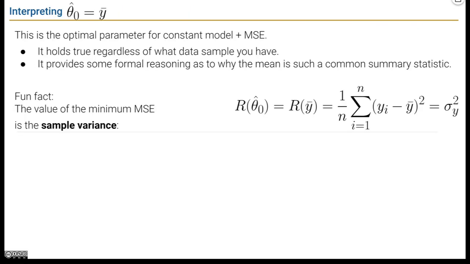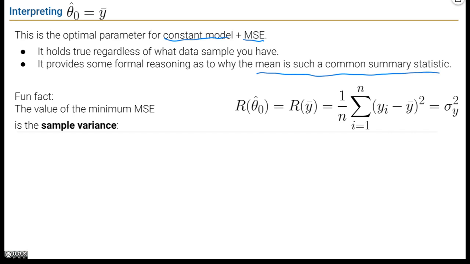So how do we interpret this? That means that the mean is my optimal parameter when I'm trying to fit the constant model using mean squared error. This holds true regardless of what data sample we have, and this should provide some intuition as to why the mean is such a common summary statistic that we use.